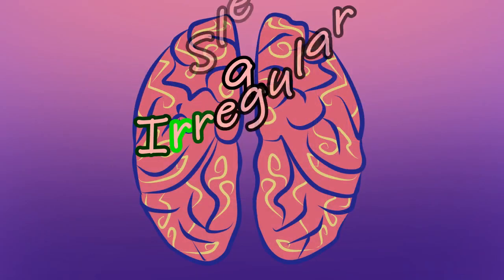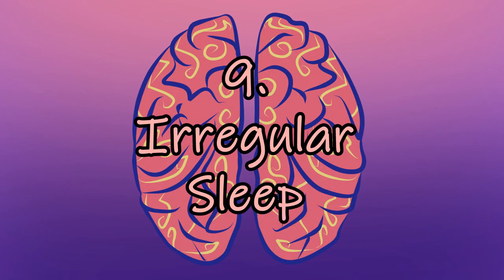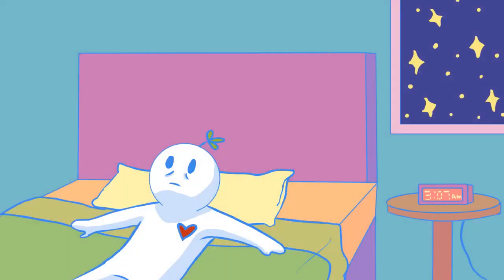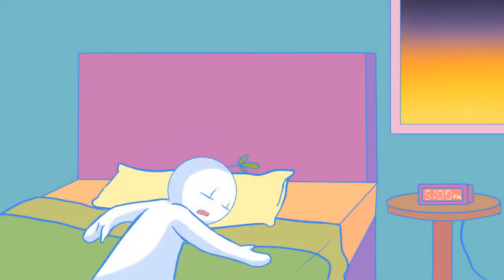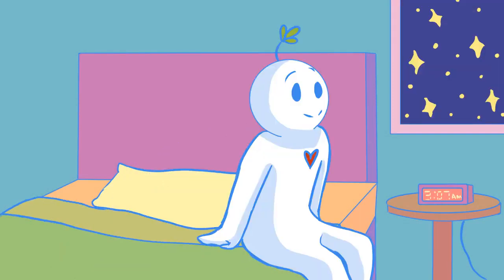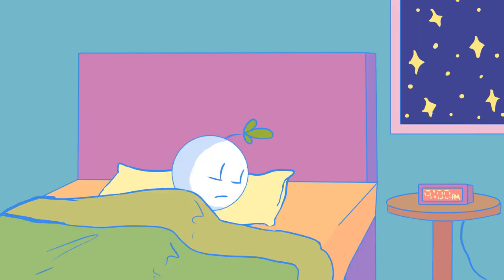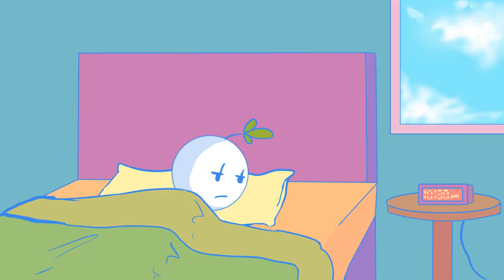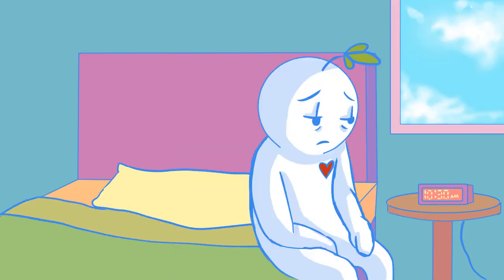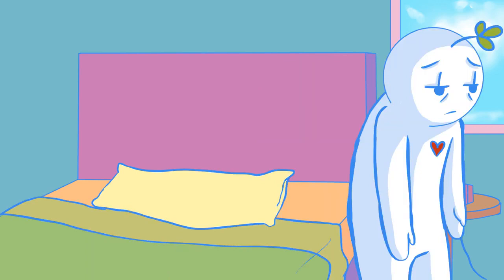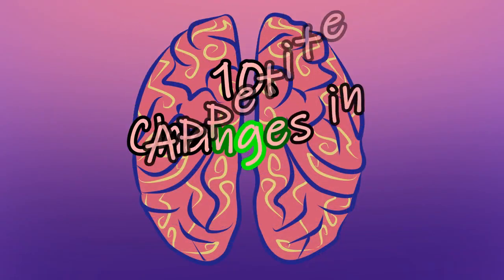9. Irregular sleep. When paired with other symptoms, difficulty sleeping or sleeping too much may be signs of bipolar disorder. During manic episodes, you might feel very energized after only a few hours of sleep. During a depressive episode, on the other hand, you might sleep more and still feel tired, or have trouble sleeping and suffer from exhaustion.